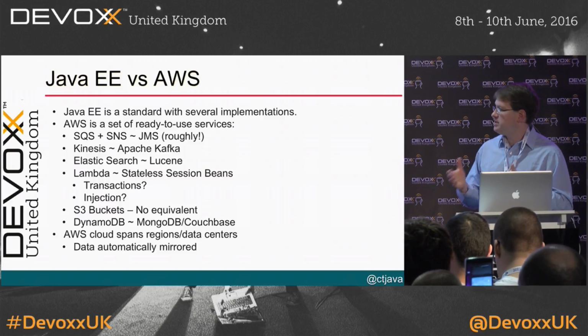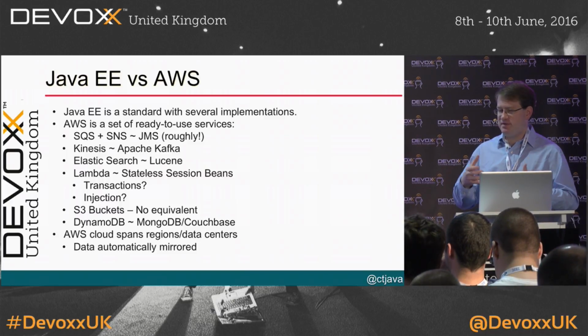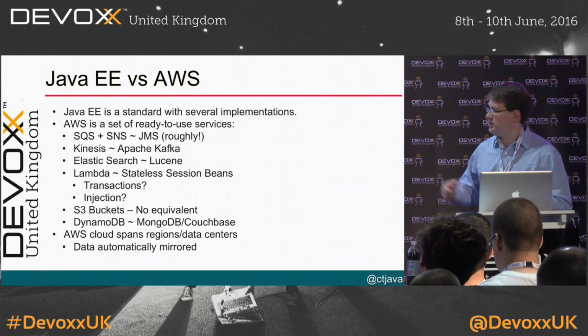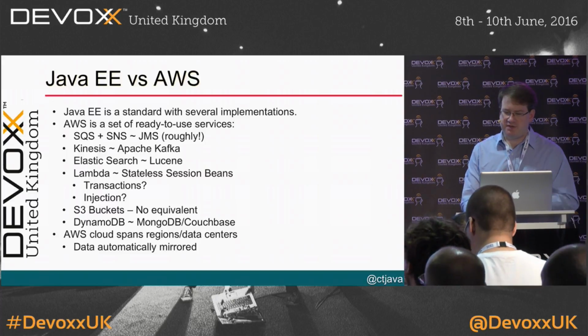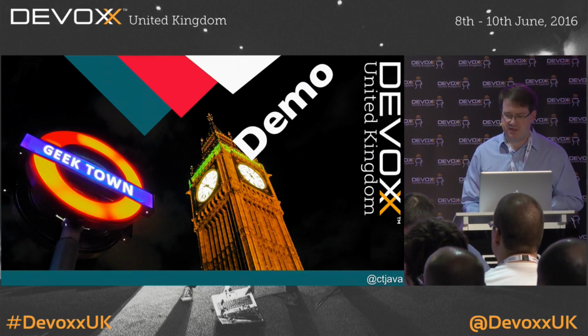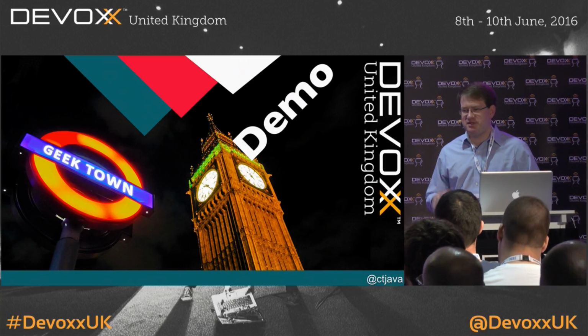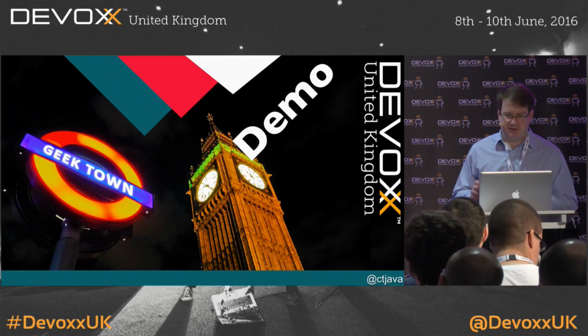There's no equivalent between the Java EE world and something like S3. With DynamoDB, if you were not running in this type of environment, you'd have to set up your own NoSQL database, and then you'd also have to deal with mirroring the data and deploying it across different regions. So that's enough talk about the background and the overview of Lambda.